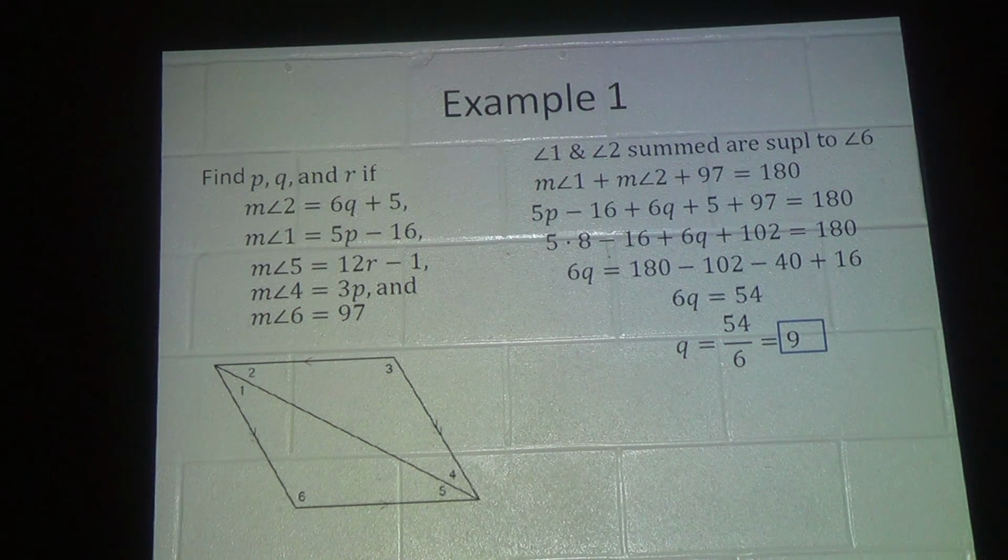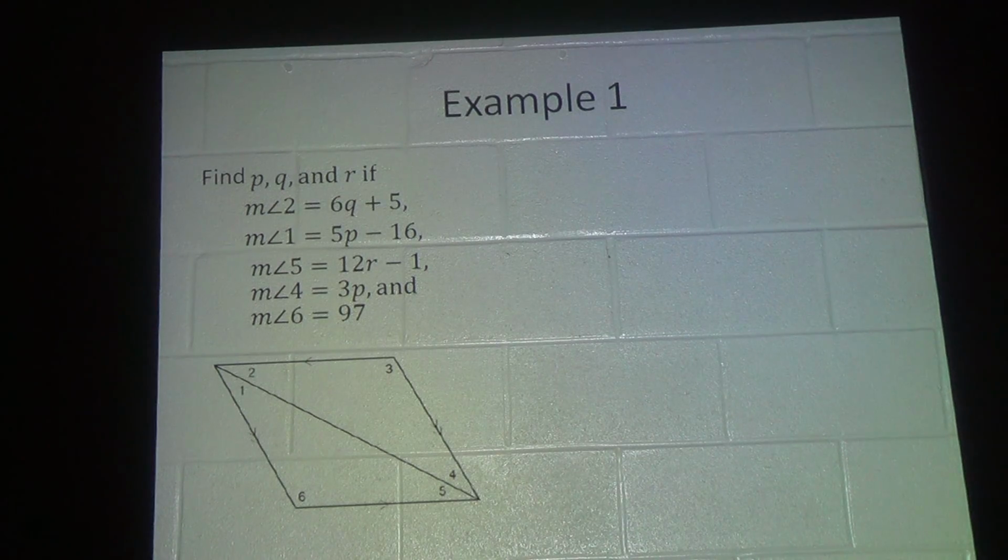Okay, we still need to find R. So let's see what we can do with that. Angle 5 and angle 2 are congruent, but let's see if there's a better way to do this. The measure of angle 2 is equal to the measure of angle 5, and they are alternate interior angles, and that's the reason they're equal.